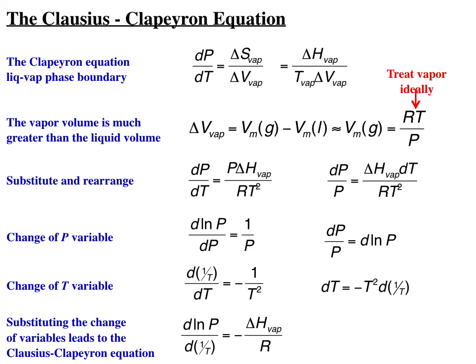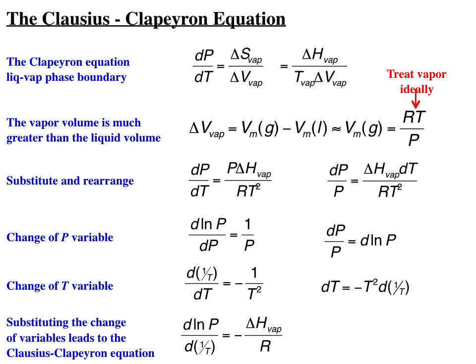So just repeating from the last slide, I have dP/dT is delta S over delta V, and again, technically, this can be concluded for any equilibrium between two phases, whatever phases you choose to make. So now what I'm going to do is recognize that the entropy of vaporization is equal to the enthalpy of vaporization over T at that phase boundary transition.